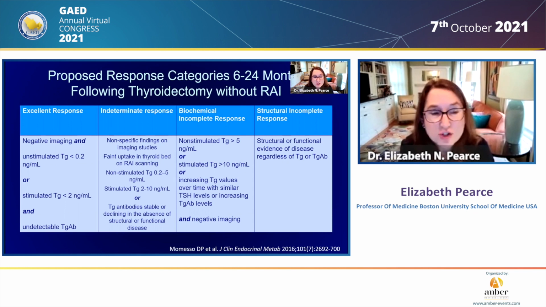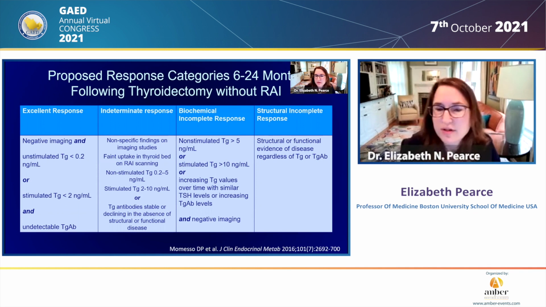Right now, what has been suggested is essentially a slightly higher threshold for considering the thyroglobulin levels to be positive. Stimulated values up to 2 might be okay in these patients when the thyroglobulin antibodies are negative. So, and biochemical incomplete response, non-stimulated values over 5 for thyroglobulin, or stimulated values over 10, or again, the increasing antibody titers might be biochemical incomplete response. But again, watch, because I think that the new guideline will incorporate this and will give us sort of final numbers.